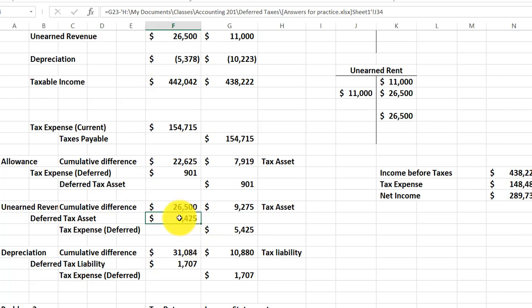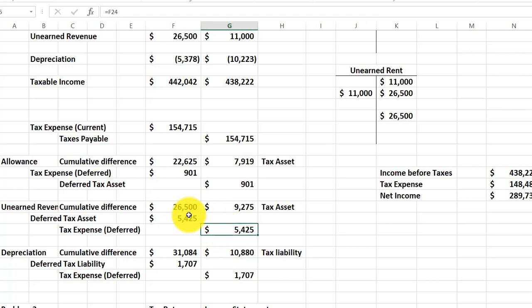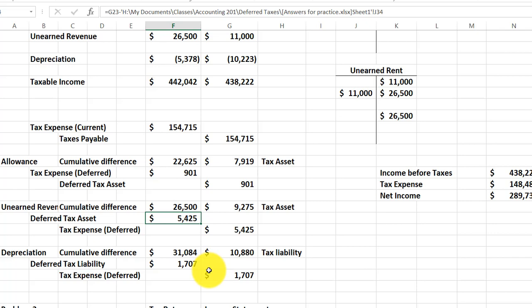and the difference is we need to increase our deferred tax asset because the deferred tax asset is based on 11. It's 26.5 versus 11, so you see it went up. And so the deferred tax asset that's associated with it is going to go up. All right, so by 54.25. And then finally, the more complicated one is the depreciation.